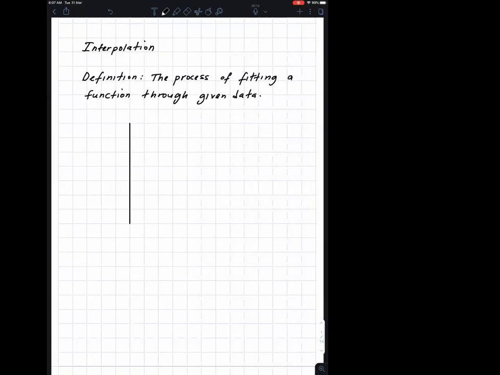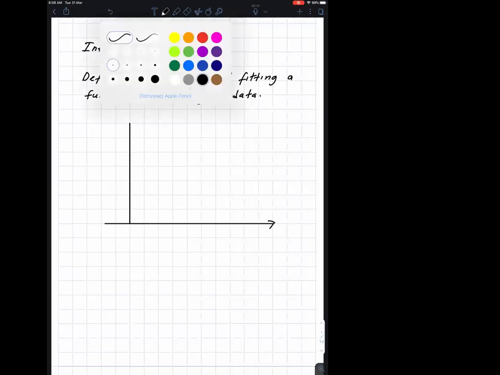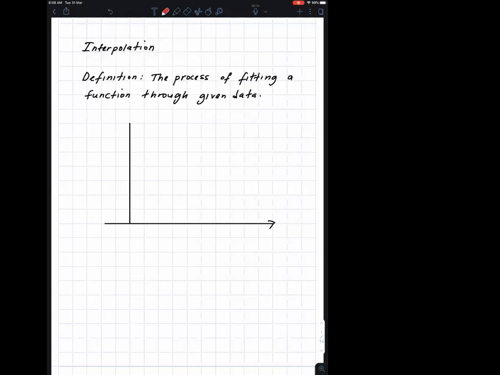Interpolation, definition: the process of fitting a function to given data. For example, you have an axis, and let's say you have some data points.